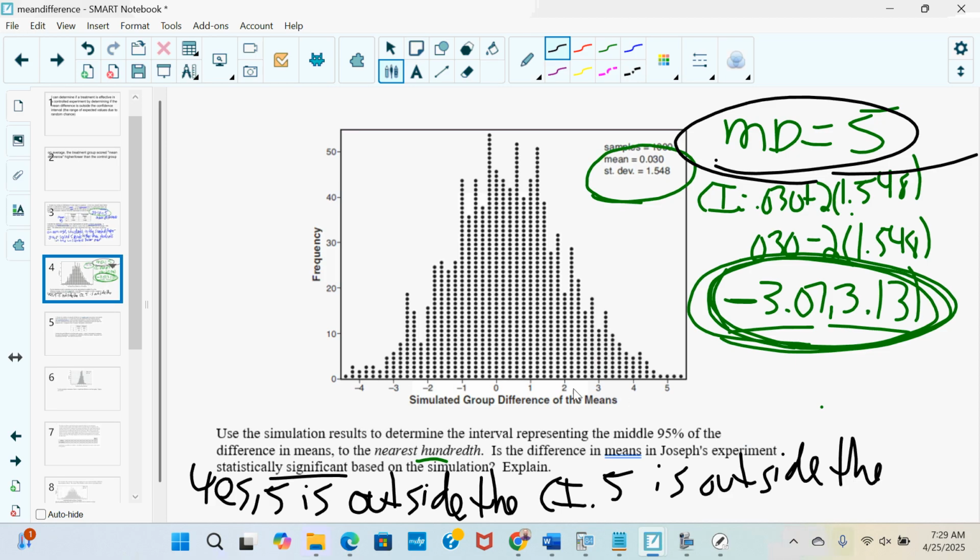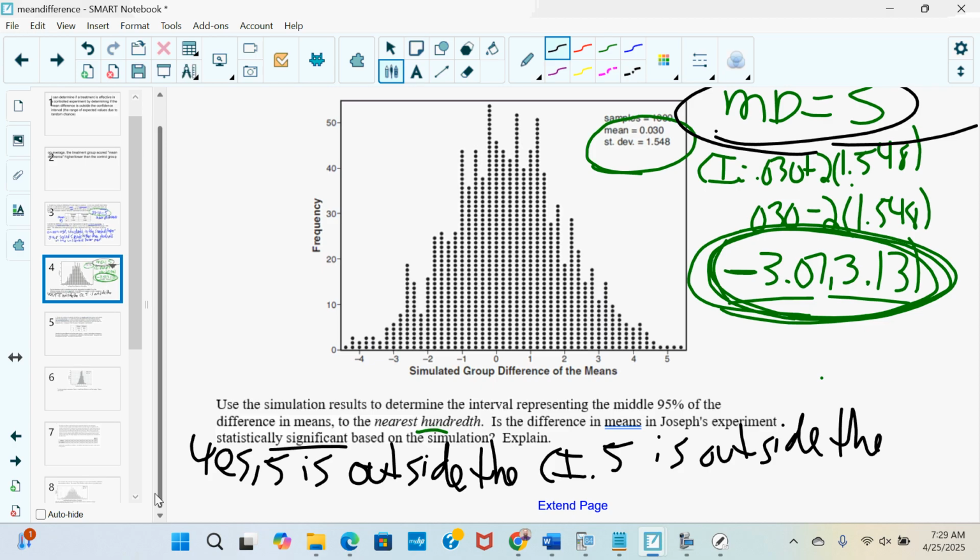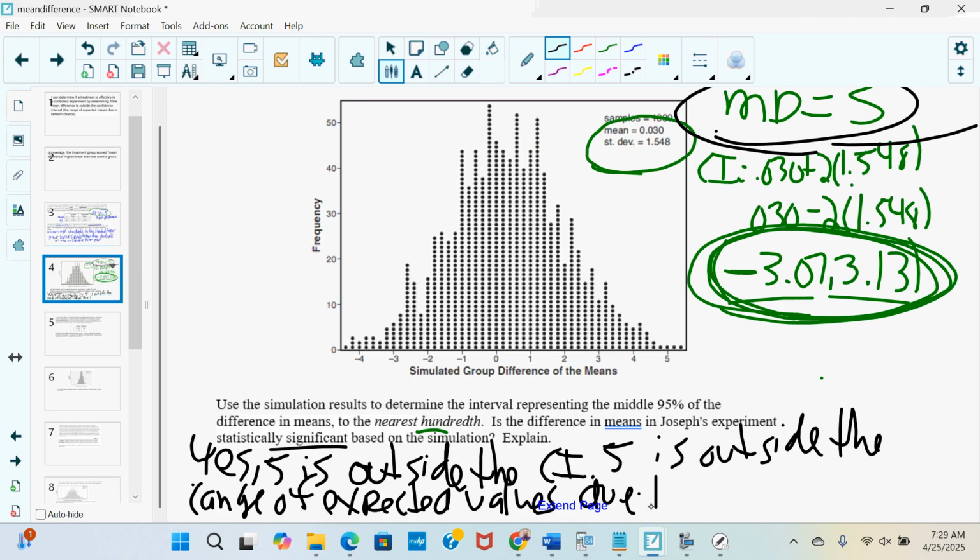A new computer here. I'm trying to find some space. Forgot how to use this thing. Is outside the range of expected values due to random chance.